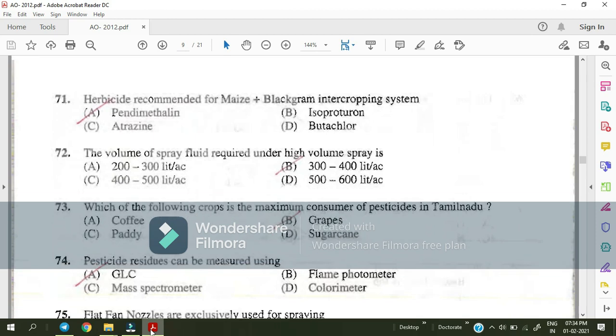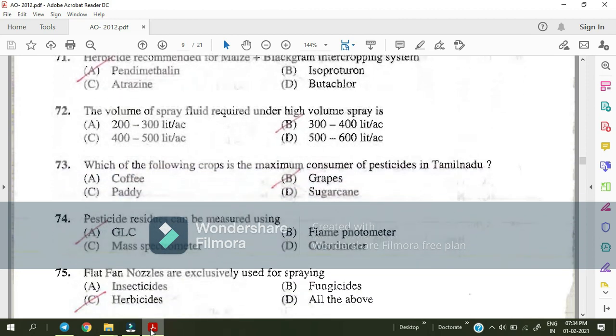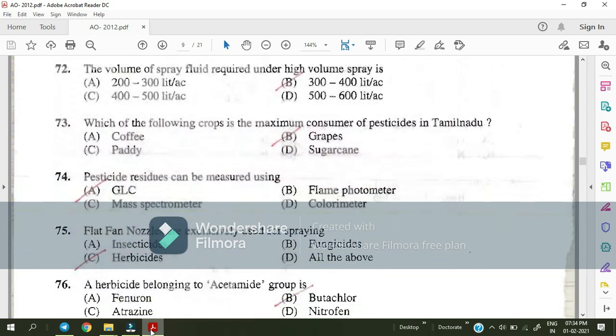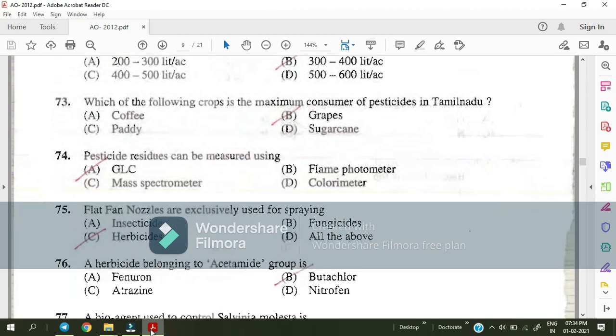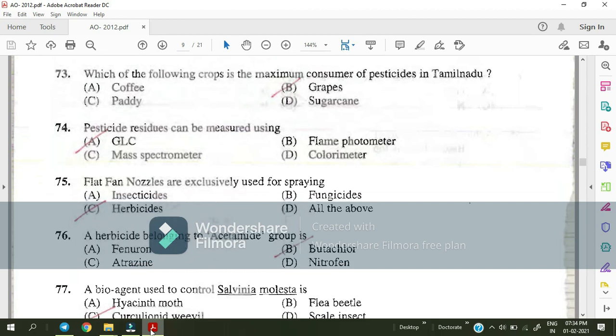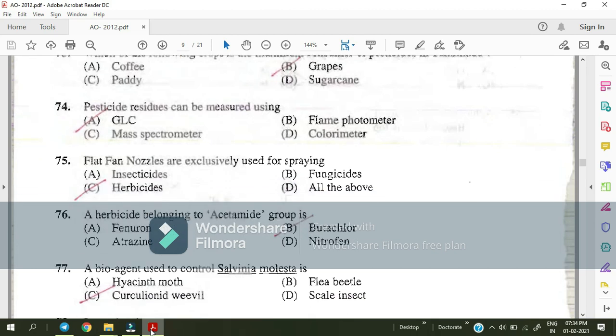73rd question, which of the following crops is the maximum consumer of pesticides in Tamil Nadu? Grapes. Among field crops, rice followed by cotton. 74th question, pesticide residues can be measured using gas liquid chromatography. 75th question, flat fan nozzles are exclusively used for spraying of herbicides. The herbicide belonging to the acetamide group is butachlor.